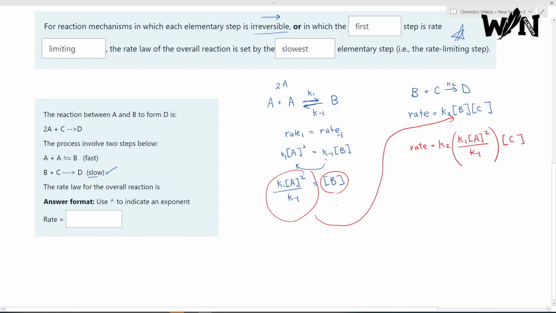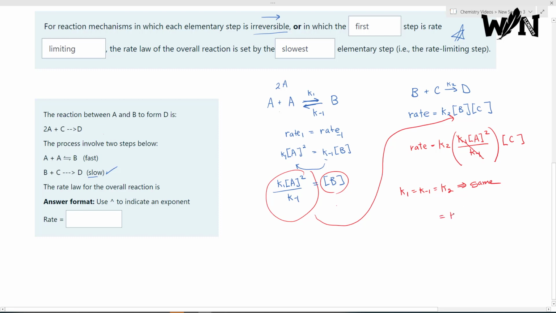Now we just need to simplify it. So the K's cancel out. Look at that, the K's cancel out. Remember, all the K are the same. So K1, K reverse, K2, same, because it's the same reaction. So now if we simplify this, what is our rate law?